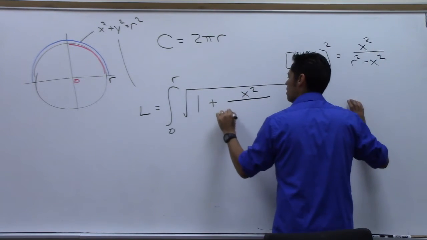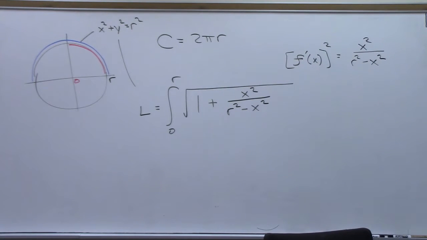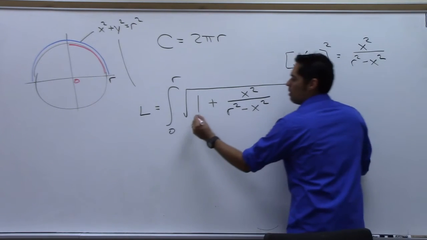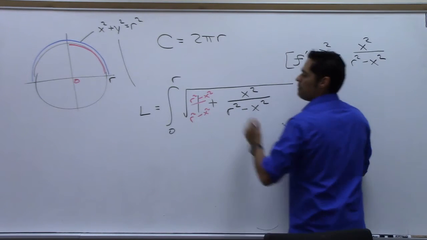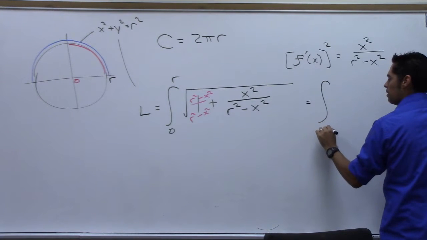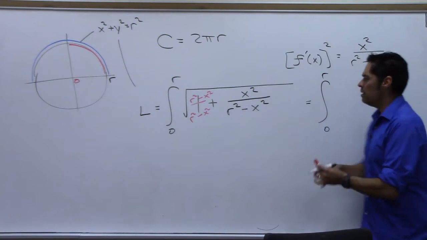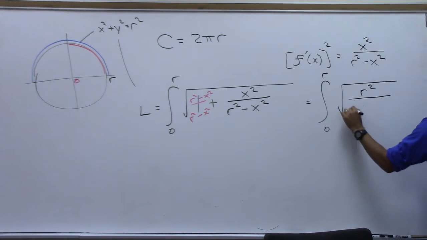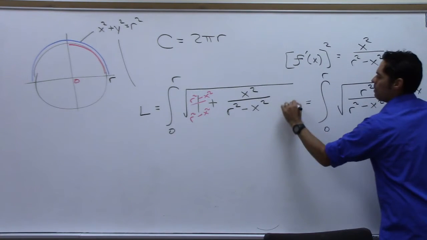Any ideas on what to do with this? What did we do in the last problem? Common denominator. So what's my common denominator going to be? R squared minus x squared, up on top, r squared minus x squared. X squared cancels. So you get 0 to r. What happens up here? R squared minus x squared plus x squared, r squared, over the bottom r squared minus x squared. dx. I forgot the dx, sorry.